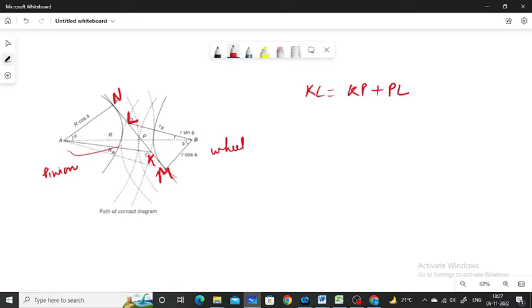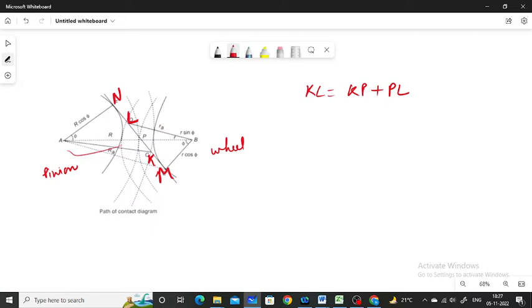Okay, the part of the path of contact KP is known as the path of approach, and the part of the path of contact PL is known as the path of recess. Basically, when the two gears are meshing, the path from the start of engagement to the pitch point is called the path of approach, and from the pitch point to the end of the engagement is called the path of recess.